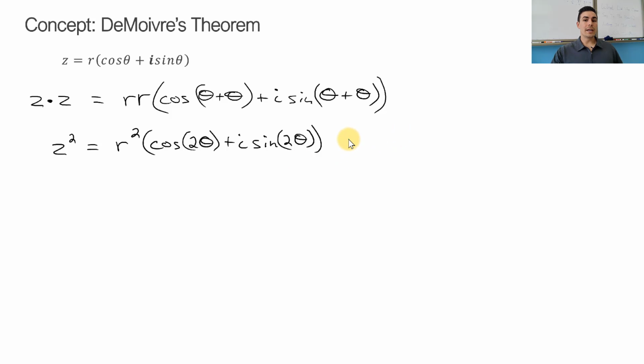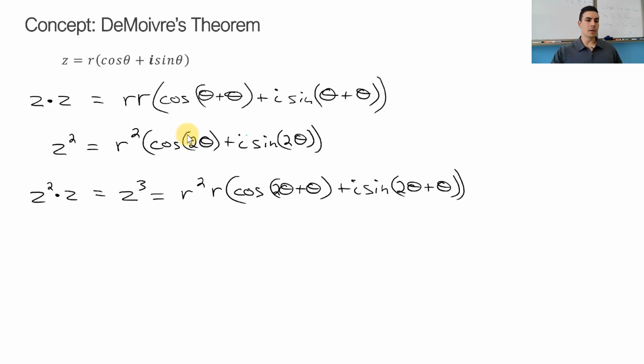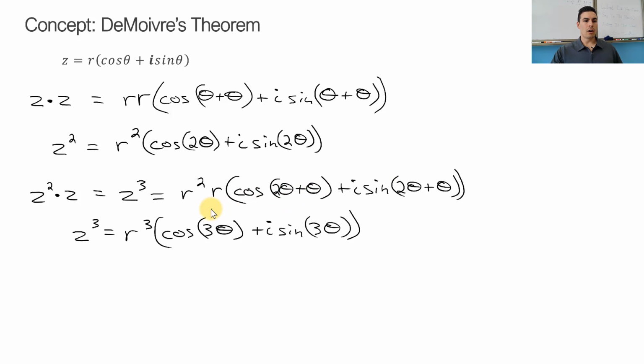Now what if I go ahead and use this and say what is z squared times another z? Well, that's going to be z cubed, right? So again, I'm going to multiply my moduli. So I multiply r squared times r. And then I've got cosine of 2 theta plus theta and sine 2 theta plus theta. So again, since theta is the same, that's going to reduce down to r cubed cosine 3 theta plus I sine 3 theta.